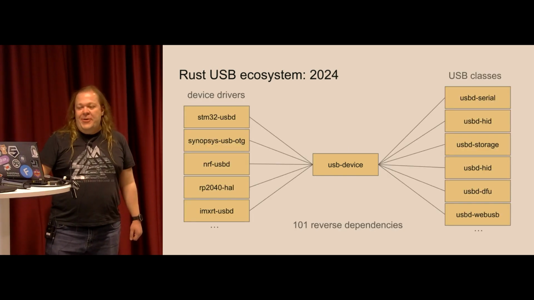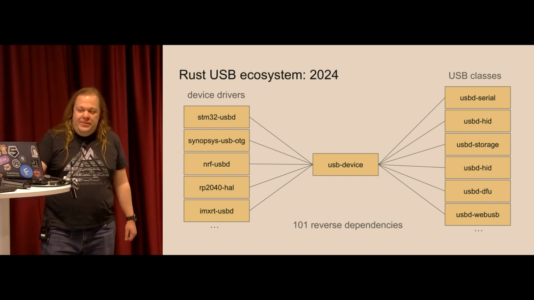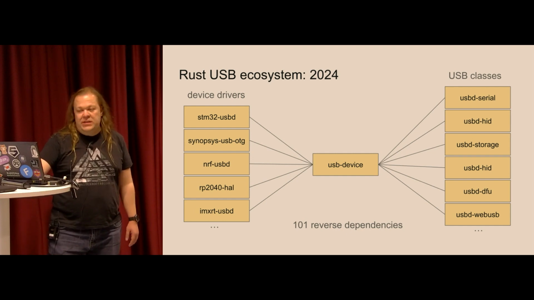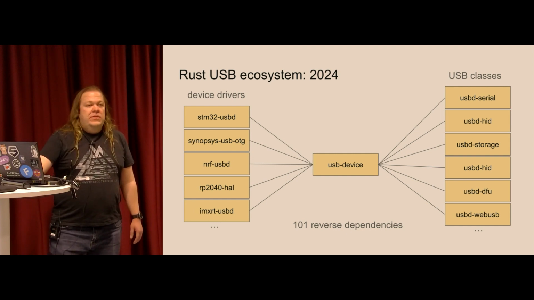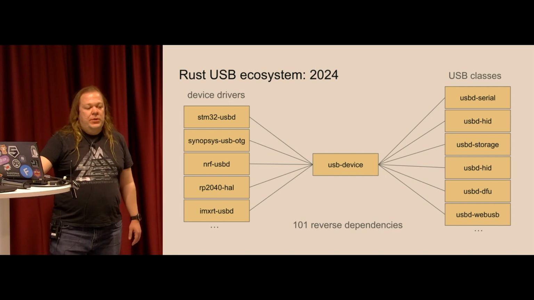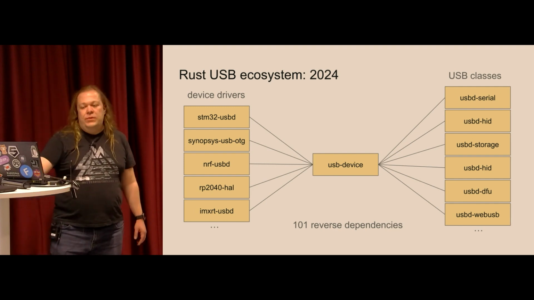But what we have now, the situation is much better. I don't know how this happened, but probably it was so good that people started to implement some drivers and classes. And device drivers cover quite a lot of popular microcontrollers. So we have 2 device drivers for STM32 microcontrollers, which have completely different peripherals. Then we have for NRF52. Then we have for the newest Raspberry Pi 2040, and so on and so on.